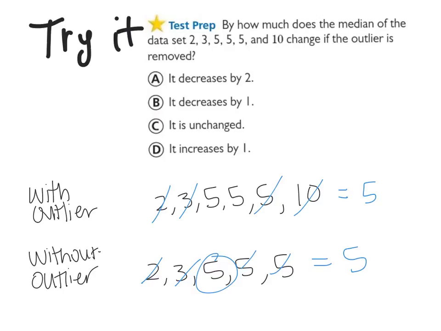Alright, so when I solved this with the outlier, it looks like our two middle numbers were 5 and 5, which if you average those out, it gives you the answer of 5. When I took the outlier 10 out of the problem, my median was still 5, so it did not decrease by 2, it did not decrease by 1, it is unchanged, and it did not increase by 1. Okay, so sometimes the outliers affect the answer, sometimes they do not. Outliers are just kind of a weird thing that you should know about.